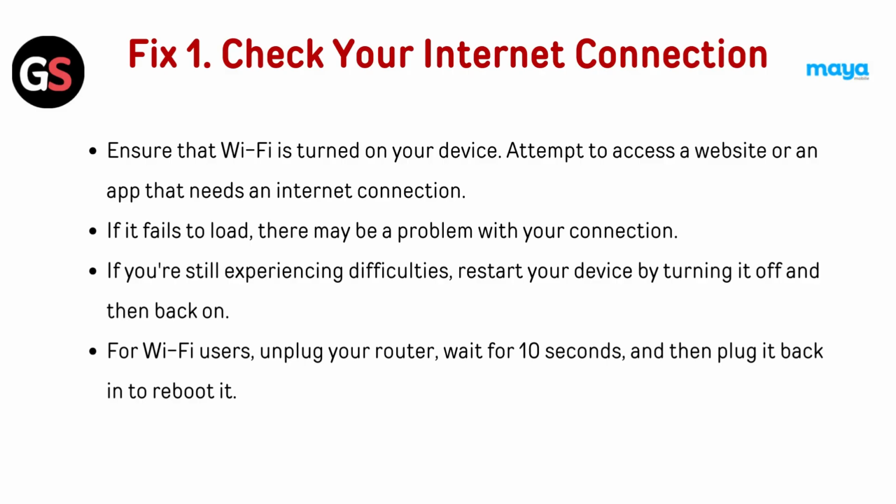Fix 1. Check your internet connection. Ensure that Wi-Fi is turned on your device. Attempt to access a website or an app that needs an internet connection. If it fails to load, there may be a problem with your connection. If you are still experiencing difficulties, restart your device by turning it off and then back on. For Wi-Fi users, unplug your router, wait for 10 seconds, and then plug it back in to reboot it.